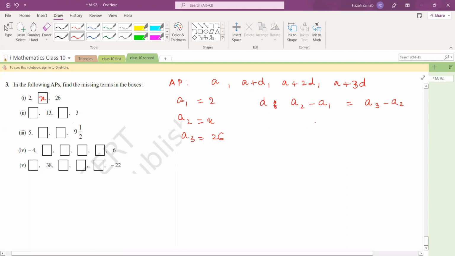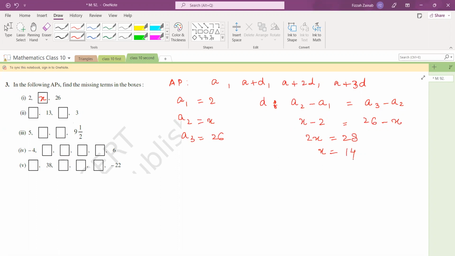So A2 minus A1 is X minus 2. This should be equal to 26 minus X. So you just solve it to find X. X plus X, 2X, equals 26 plus 2, which is 28. X is 14. Right? Okay, second part now.